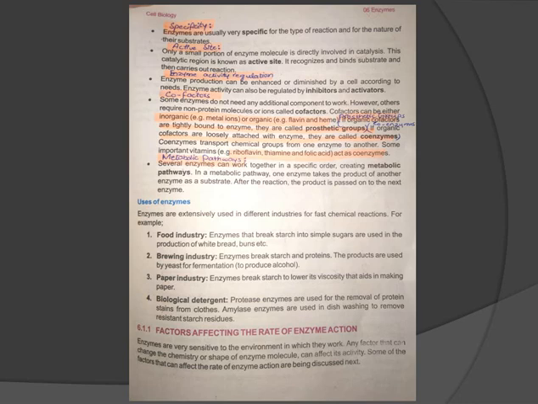Factors affecting rate of enzyme action: temperature, then we have discussed the graph, then substrate concentration, then its graph, and then pH and effect of pH on enzyme activity. After optimum pH, enzyme activity slows down.